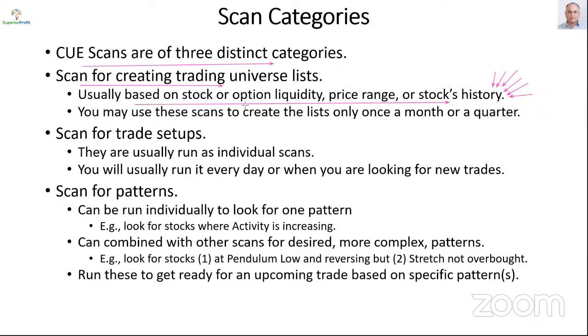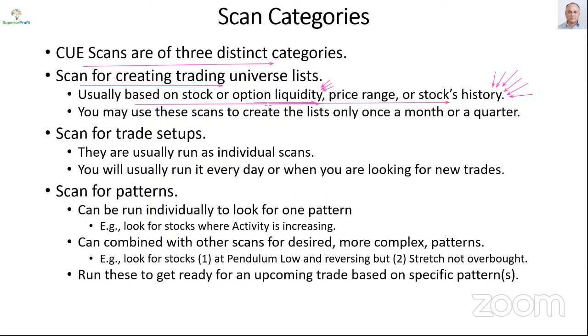So you may create the list based on option liquidity if you are trading options. That is important so that bid-ask spread is not too wide. If you are trading options and you are generally correct in your trade direction, but the options are not liquid, then even if you are correct, let's say 60, 70, even 80% of the time, if the options are not liquid enough, you will still lose money.